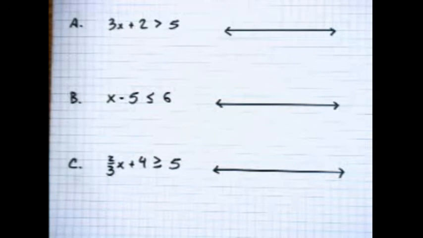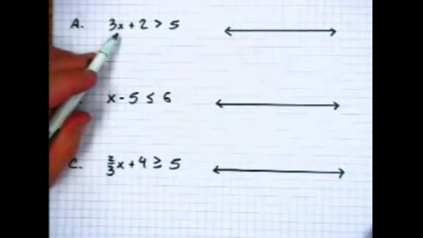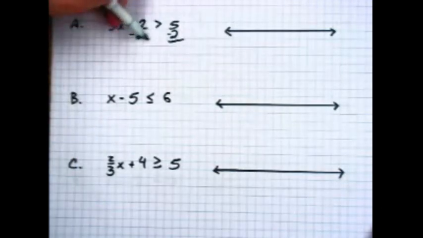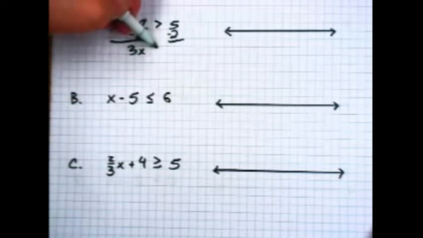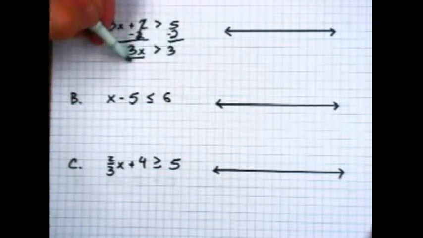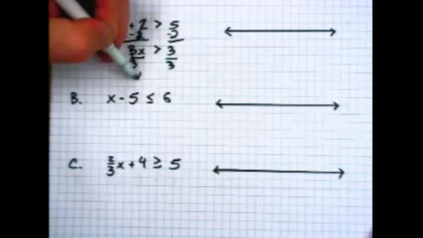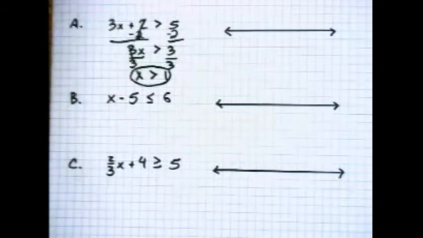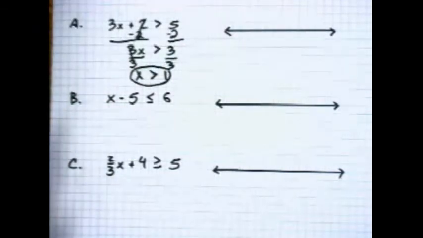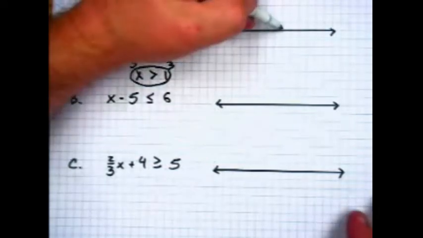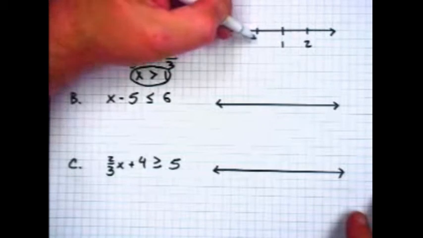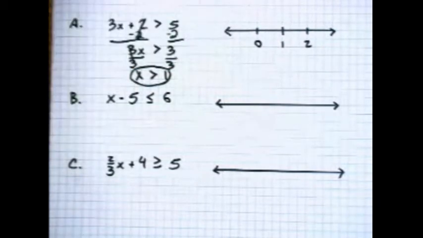So in order to isolate the x to get it alone, we have to subtract 2 from both sides. That leaves us with 3x is greater than 3. Divide both sides by 3. X is greater than 1. And you notice we keep the greater than sign lined up, just like we would an equal sign. Now in order to graph this, I always start with the most important point in the middle. And in this case that's 1.